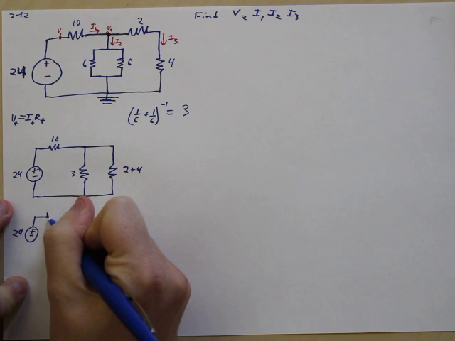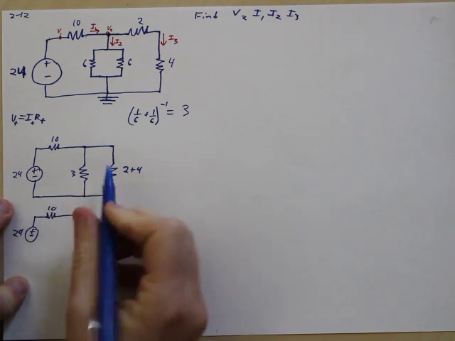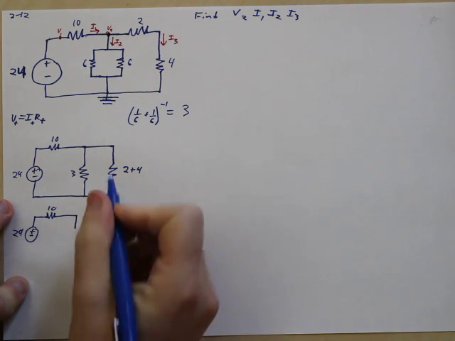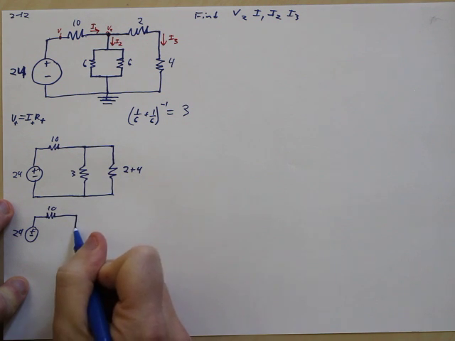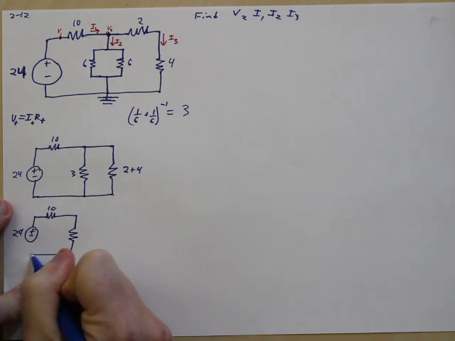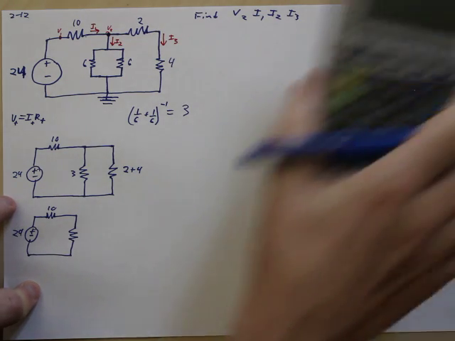24, this one's going to come out again, still with 10. And then these two are in parallel, so we can draw them. They're going to be simplified into an equivalent resistance. And that equivalent resistance is going to be what?